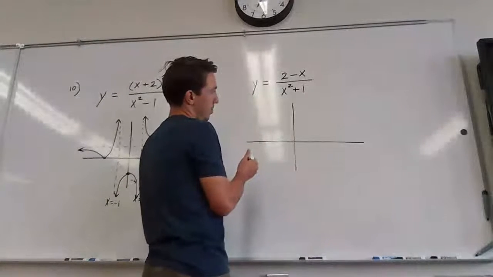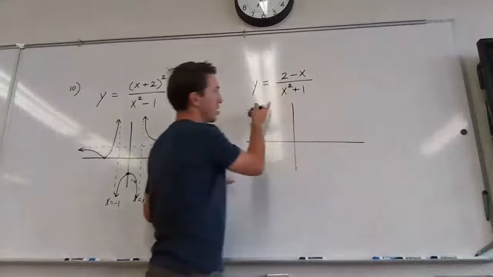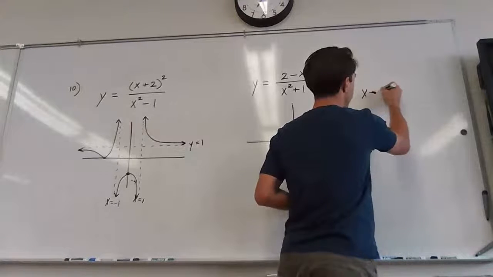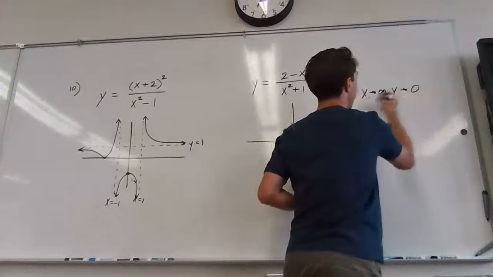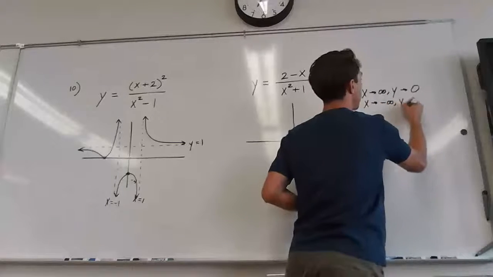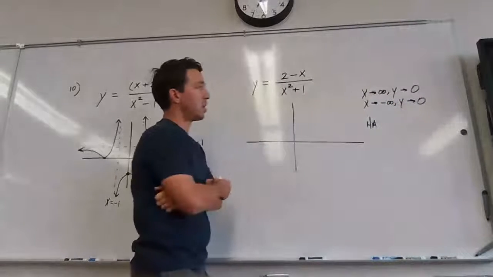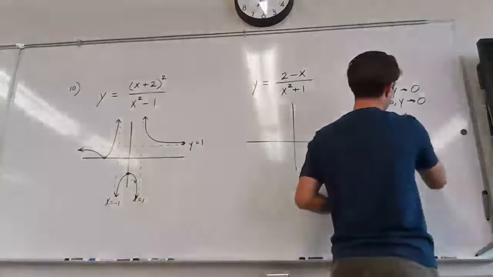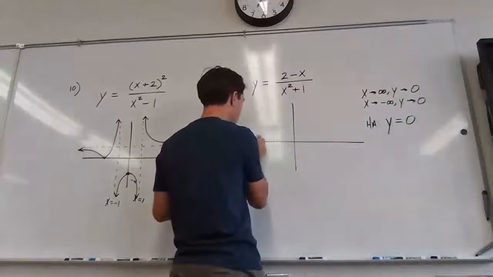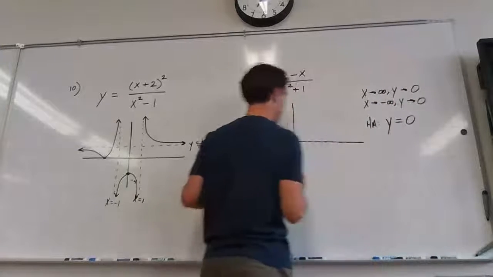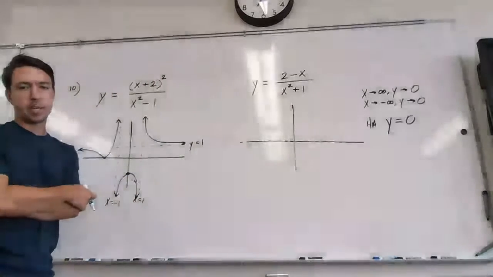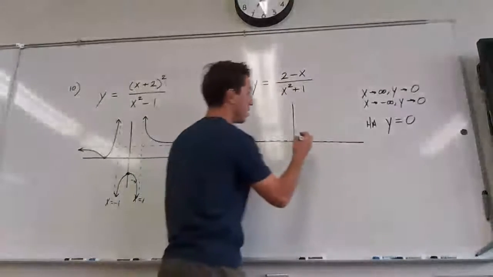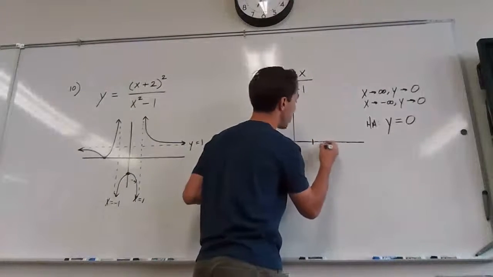But what else do we know? How about horizontal asymptotes on this? Yeah, so the end behavior on this is as x approaches infinity, y approaches 0. Same thing for negative infinity. So these are the horizontal asymptote of y equals 0. Again, don't make the mistake of thinking that you can't cross a horizontal asymptote. You certainly can. This one's going to cross at 2, 0. Very good.